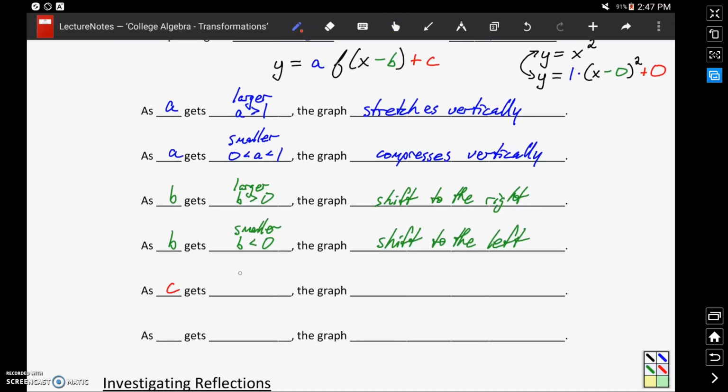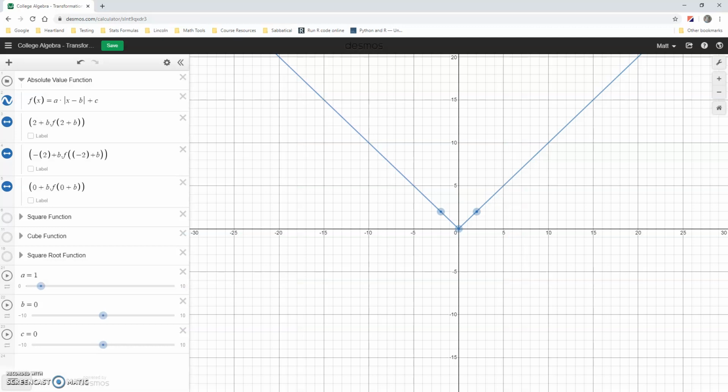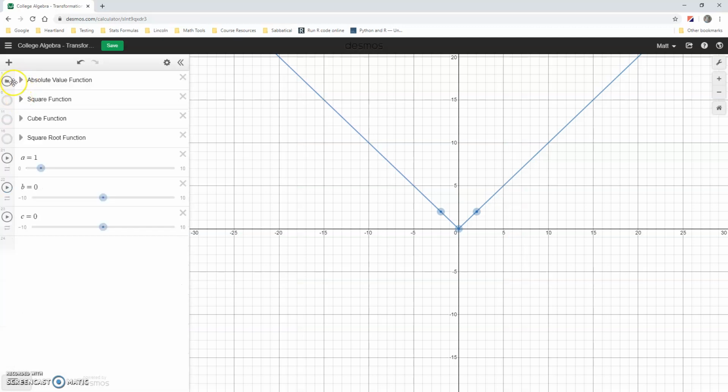And then for c, as c gets larger, which again means taking on positive values, the graph shifts up. And as c gets smaller, meaning c takes on negative values, values less than 0, we see our graph shift down. So depending on the constant that's being changed, we see those shifts in the horizontal direction, vertical direction, or those compressions in the vertical direction. And we can investigate that with our other graphs as well.